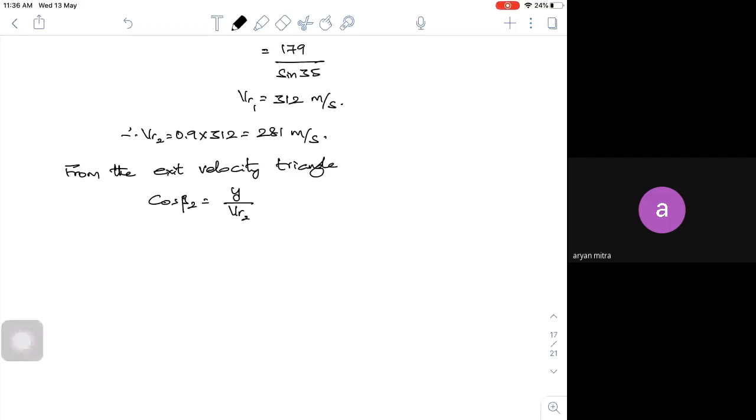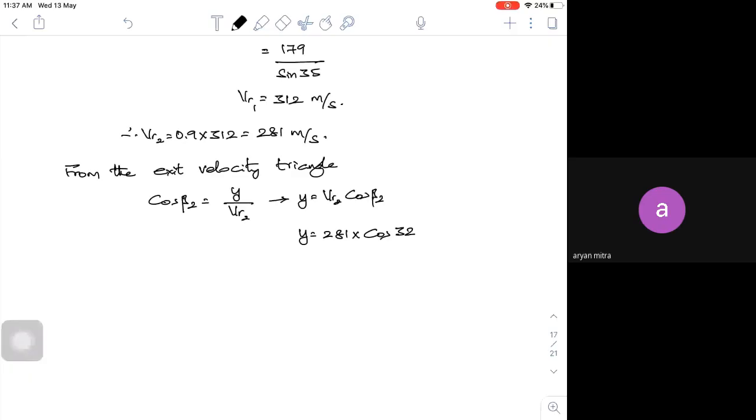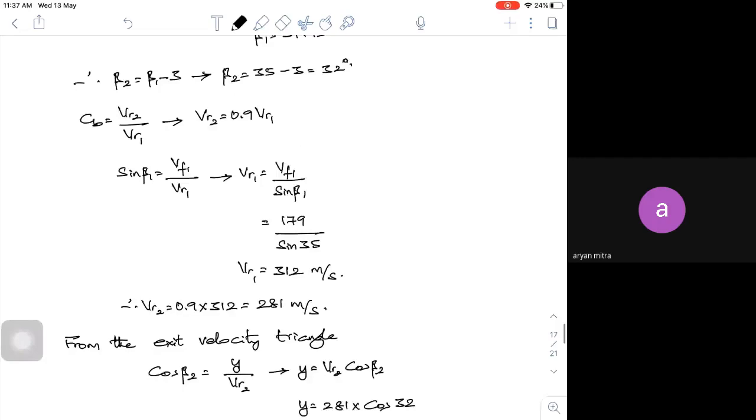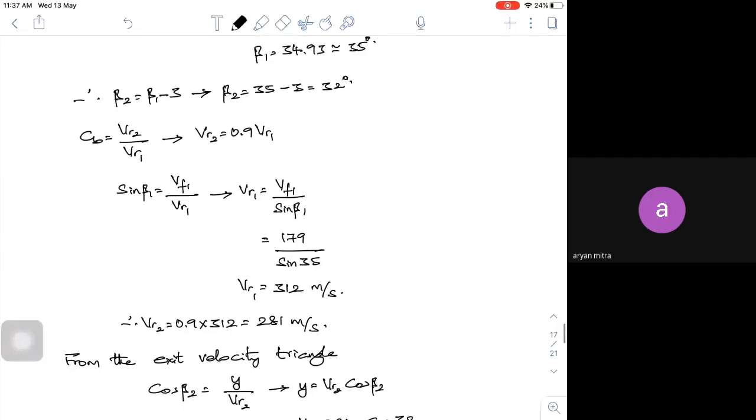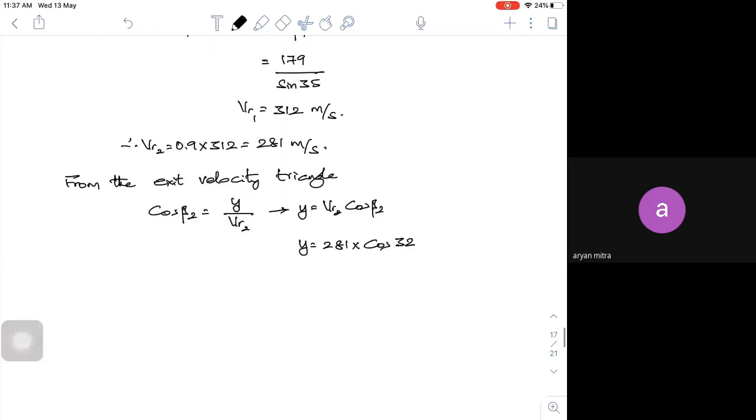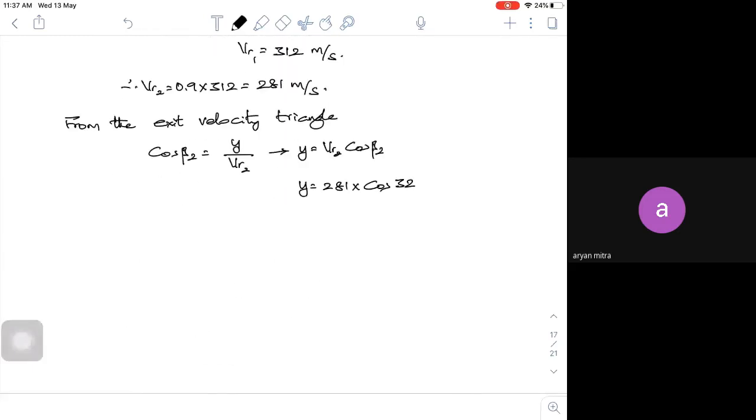So y is equal to Vr2 into cos beta 2. What is my Vr2? It is 281, into cos beta 2, which is 32 degrees, because beta 1 is 35, and 35 minus 3 is 32 degrees. So my y is equal to 281 into cos 32. I am getting around 238.8 meters per second.